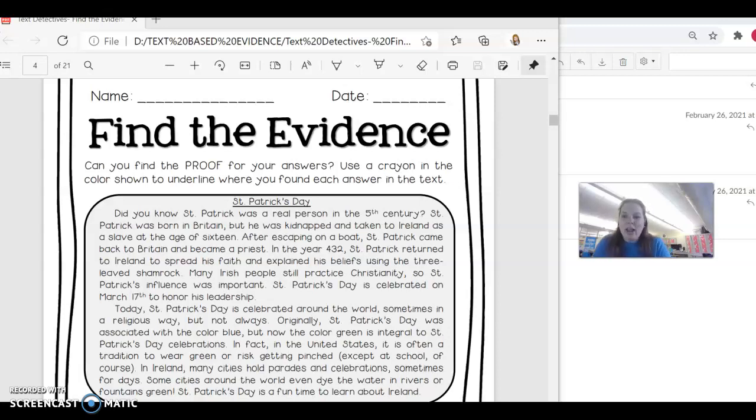Hey scholars, so today we are going to be practicing finding our text evidence. When we do this, we are reviewing the standard of asking and answering questions while reading. So today we're going to focus on a non-fiction story, which means it is true, and the purpose of reading a non-fiction story is to learn something.